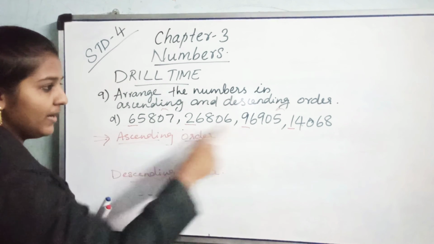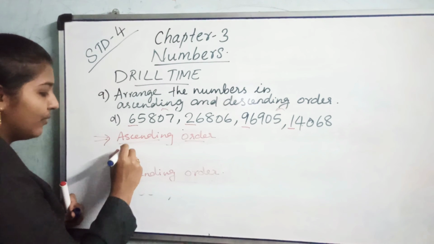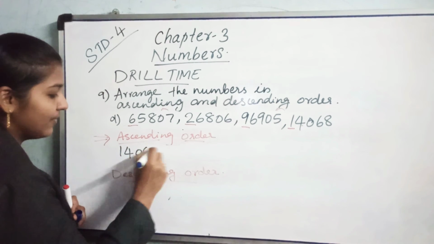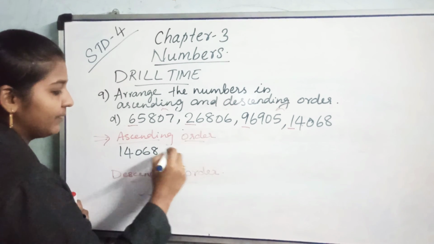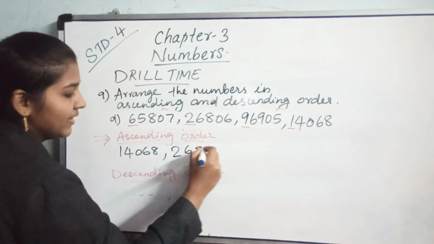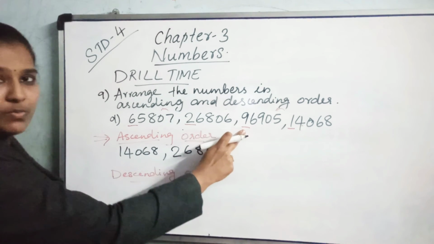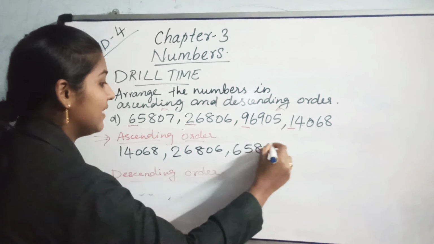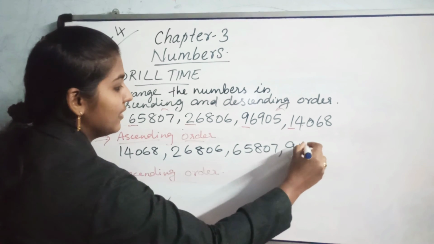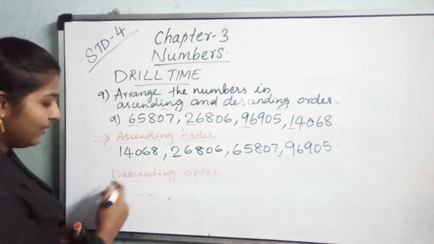So which is smaller among these? Yes, 1 is smaller one. So you can write 14,068 in the first position. Then after that, which is smaller? 6, 2 and 9. That is 2. 26,806. Then 6 and 9. Among these, which is smaller? 6 is smaller. That is 65,807. Then 96,905. Got it?